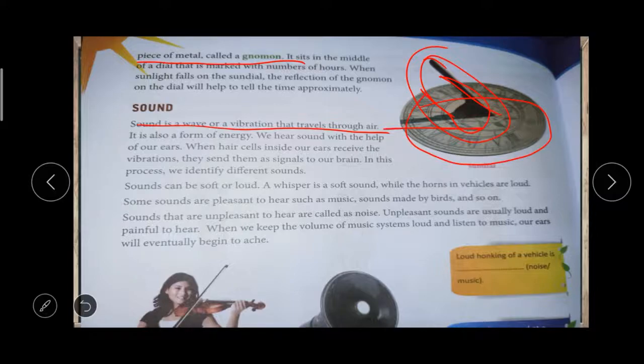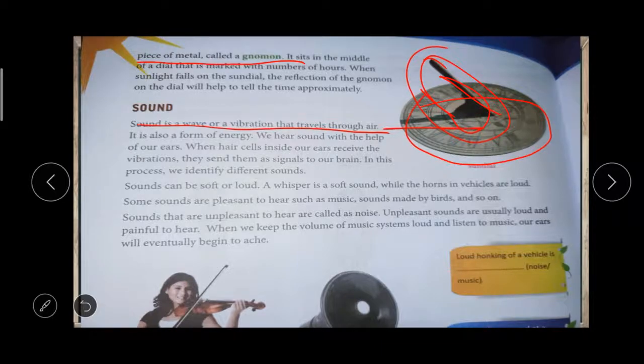Sound can be soft or loud. A whisper is a soft sound. If you are hearing pleasant music, that is a soft sound. If there is a horn in a vehicle, that is a loud sound. If you are playing some bass jazz music or pop music, rock music, that's a loud sound. Some sounds are pleasant to hear, like music and the sound made by birds, which are very sweet to hear.